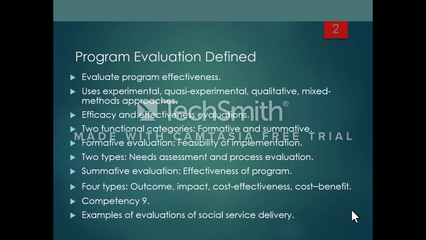Competency 9 emphasizes the importance of evaluating the processes and outcomes to advance practice, policy, and service delivery effectiveness. So the book provides some examples of evaluations of social service delivery. One of them was done in 2005. It was a formative evaluation to determine the needs of low-income pregnant and parenting women for services. The other was in 2017, and it was a summative evaluation of how a program influenced parents' capacity to partner with health professionals. So program evaluations are very helpful to determine whether your program is working or not.